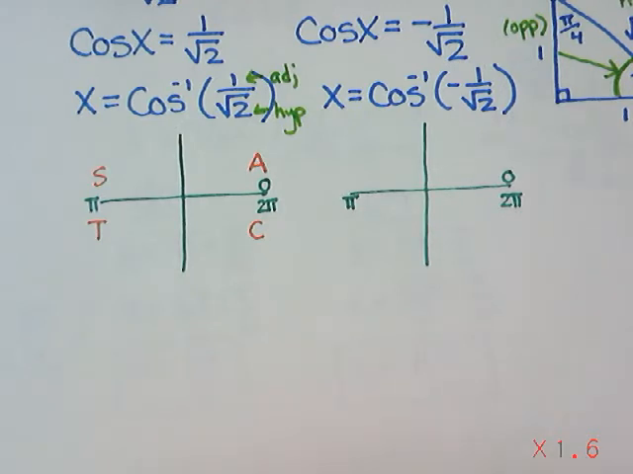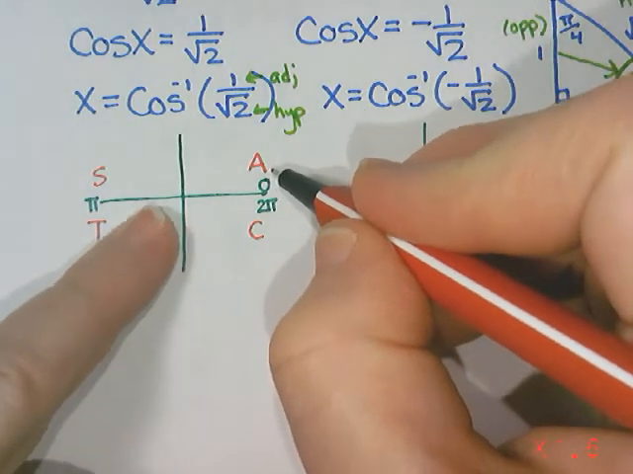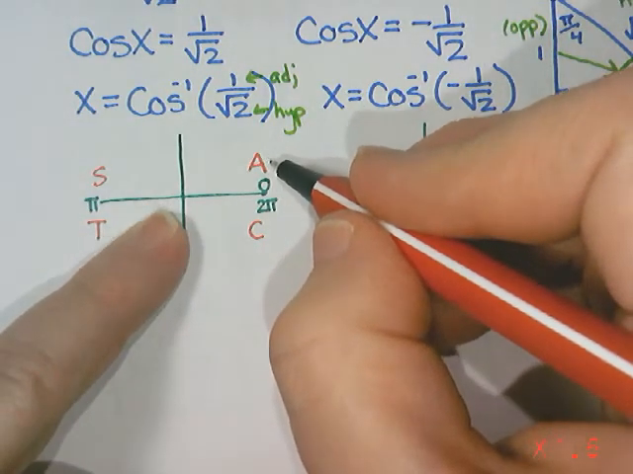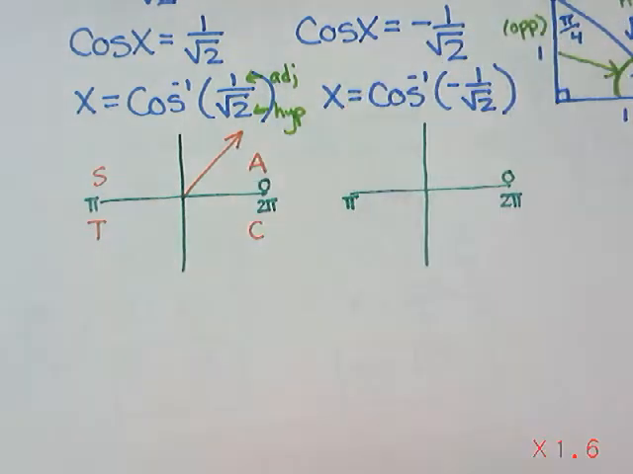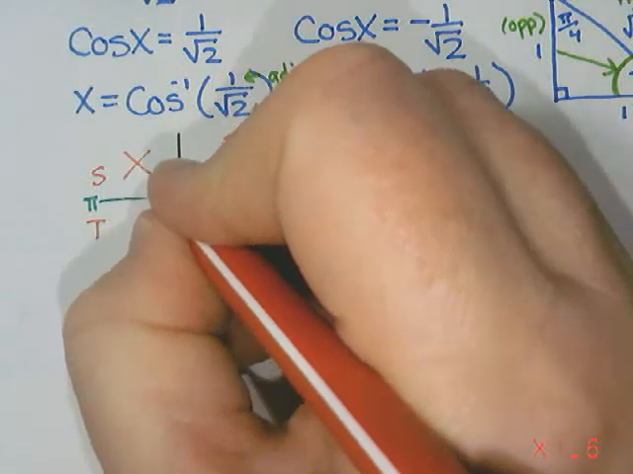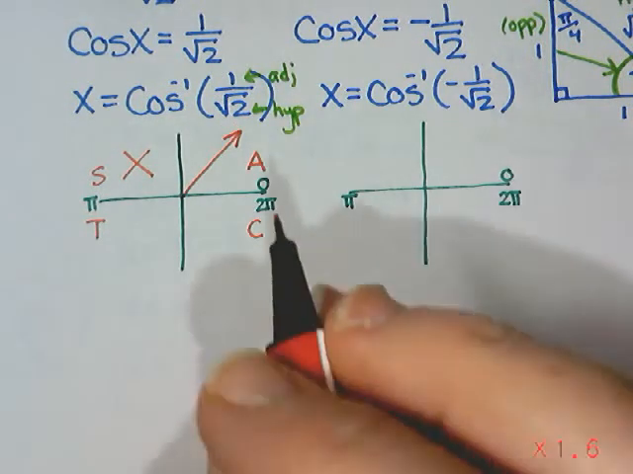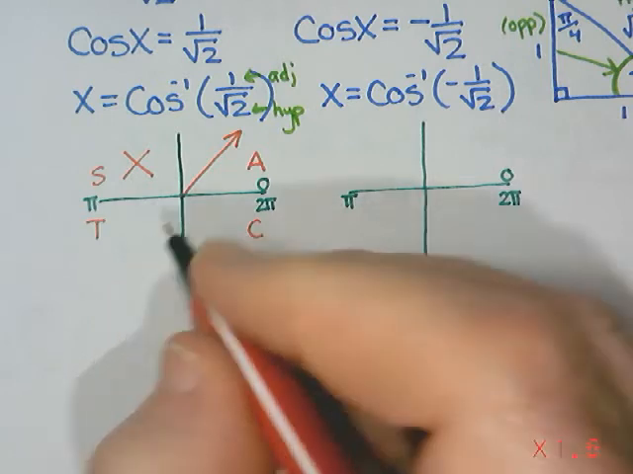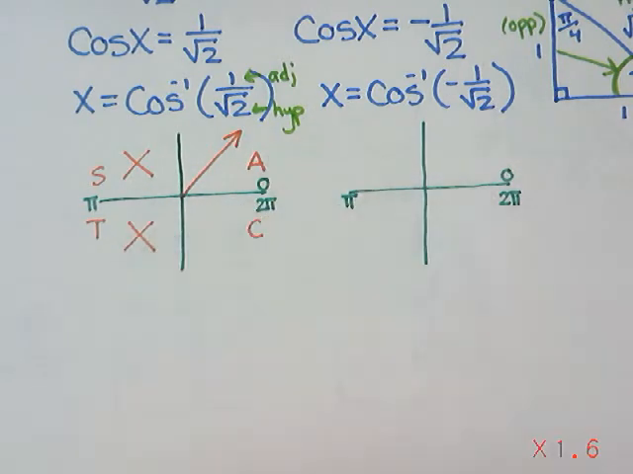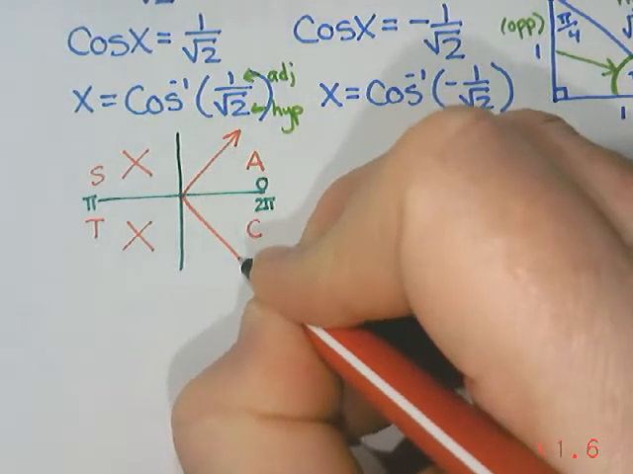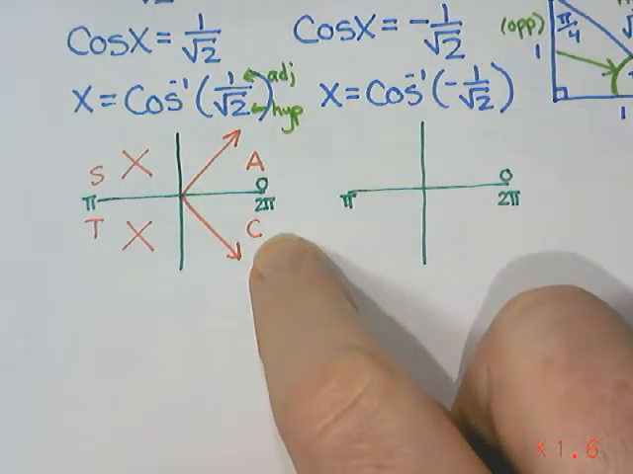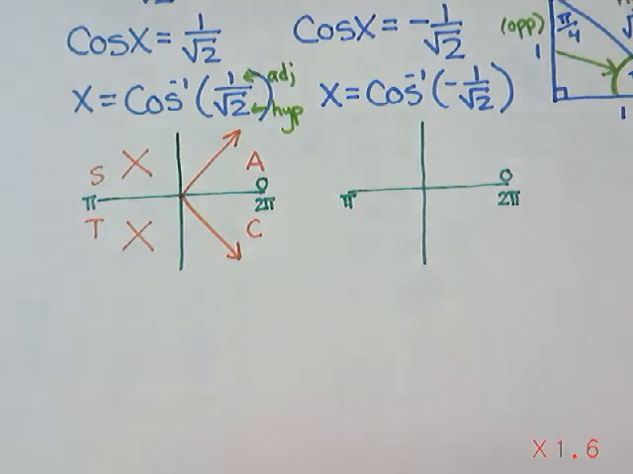So in looking at this, I see in quadrant number 1, A, they are all positive. So is cosine positive in quadrant number 1? Yes, it is. Is cosine positive in quadrant number 2? No, only sine is positive in quadrant number 2. Cosine would be negative. Is cosine positive in quadrant number 3? Nope, only tan is positive in quadrant number 3. Is cosine positive in quadrant number 4? Yes, it is. It's the C quadrant, so cosine is positive here.